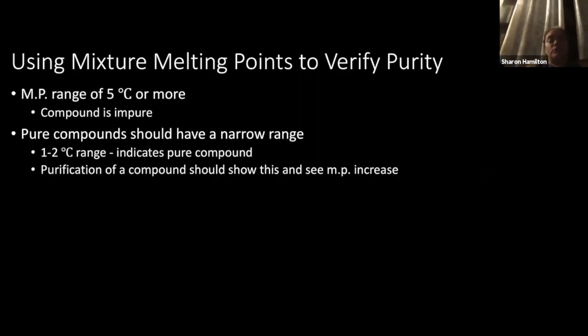So, things to remember when using your mixture melting point technique to verify purity. A melting point range of 5 degrees C or more indicates that your compound is impure. So you know that the two things that you've mixed together do not share an identity. Pure compounds should have a narrow range, like we've said before, somewhere between 1 and 2 degrees C. And remember that you can always go back and purify a compound to narrow that range further.